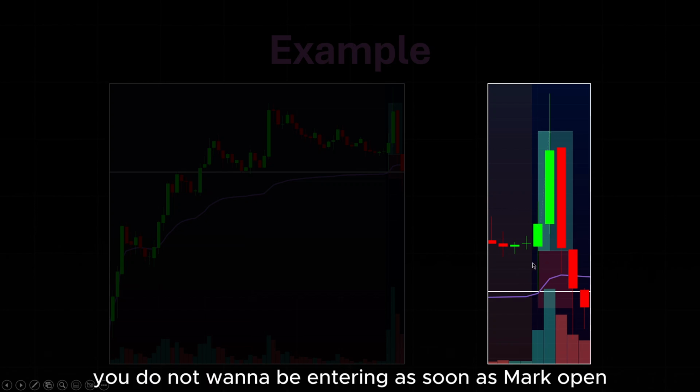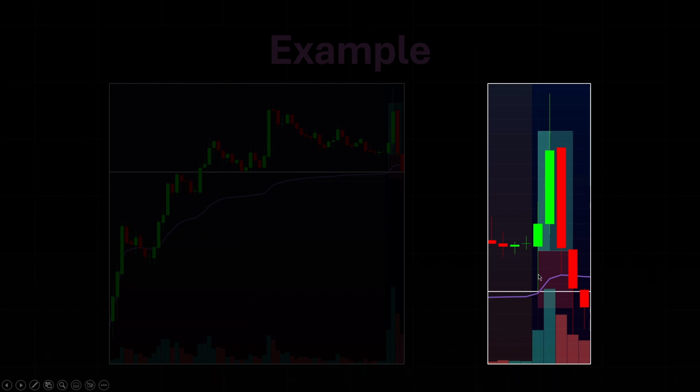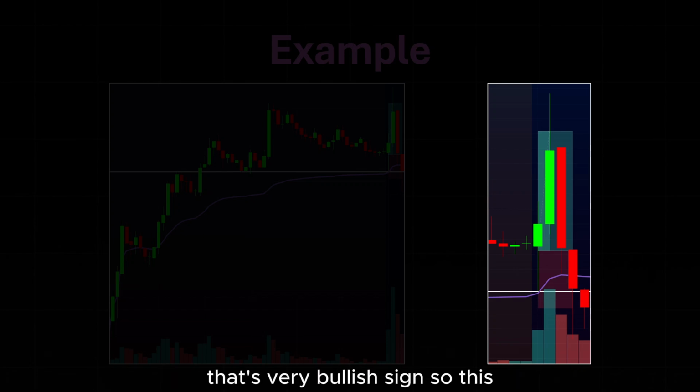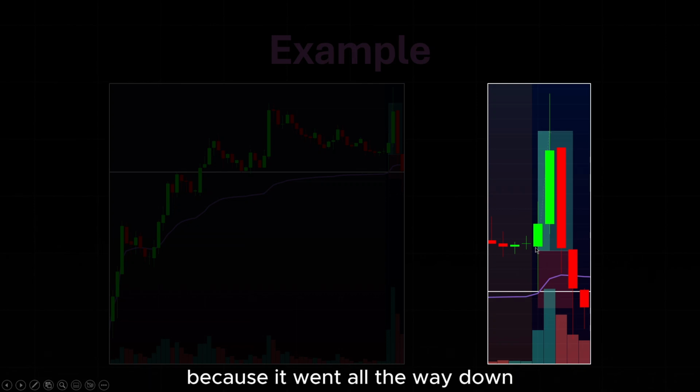You do not want to be entering as soon as market opens. No, you want to wait to see if there's any support level. And if the stock is obeying a certain support level, that's a very bullish sign. So this you can see is clearly obeying this white line over here because it went all the way down and then all the way back up, meaning people are waiting for it to touch this and they're instantly buying. That's when I entered, somewhere around here.